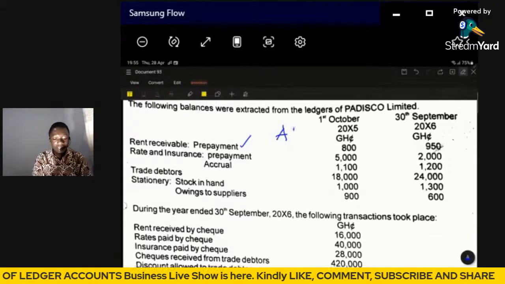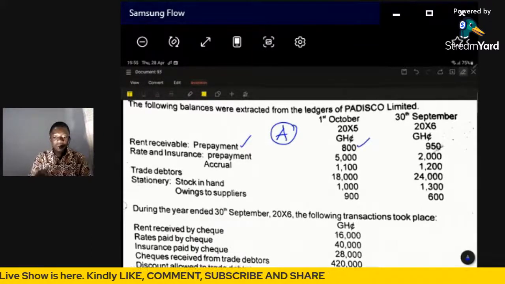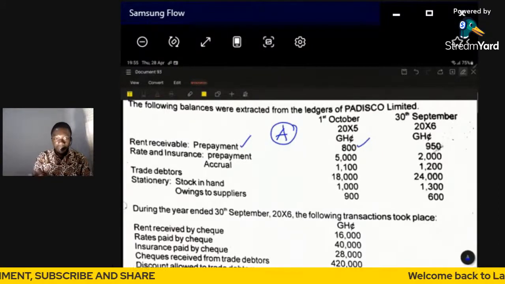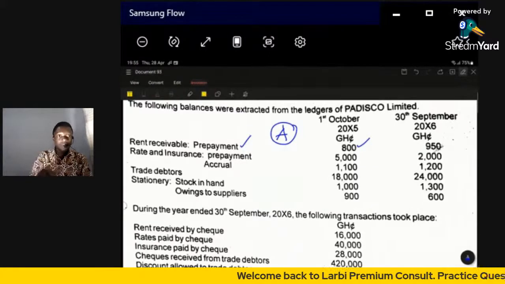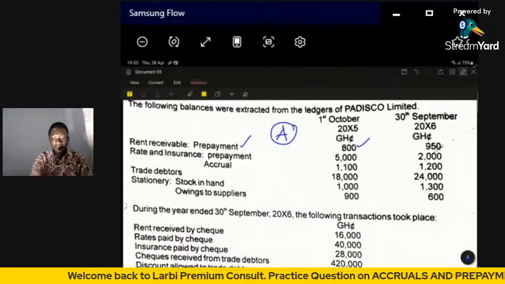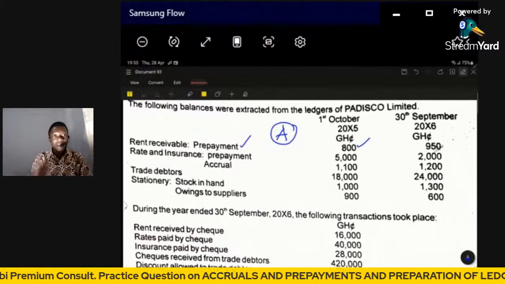So in this case, this 800 that you see here is an asset towards party A, but then a liability towards Padisco Limited, because the tenant is here to occupy the space that you have let out to party A. So to Padisco it becomes a liability. So we said that all liabilities have a credit balance.